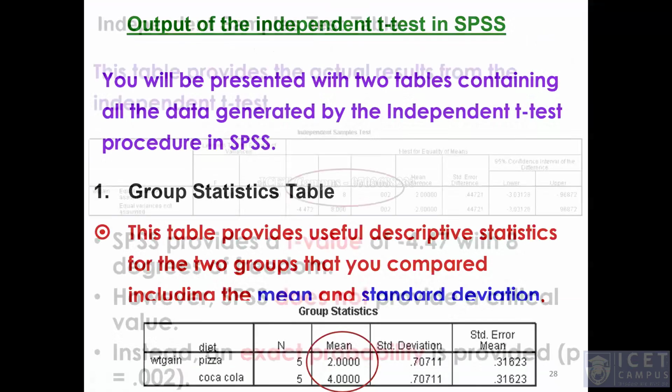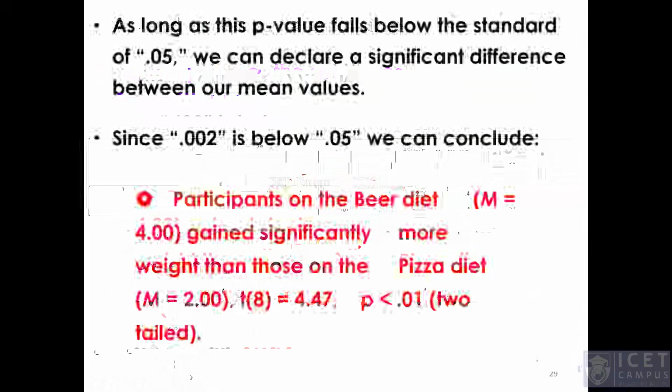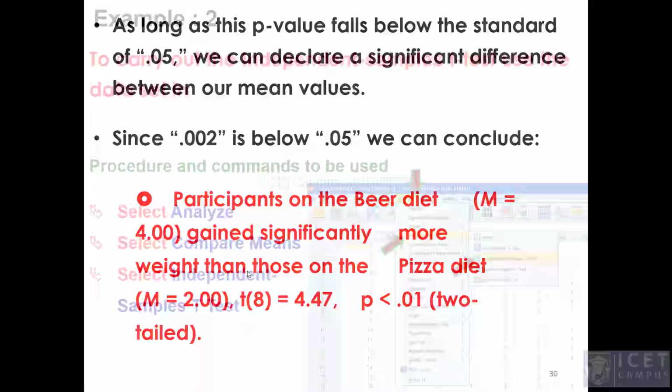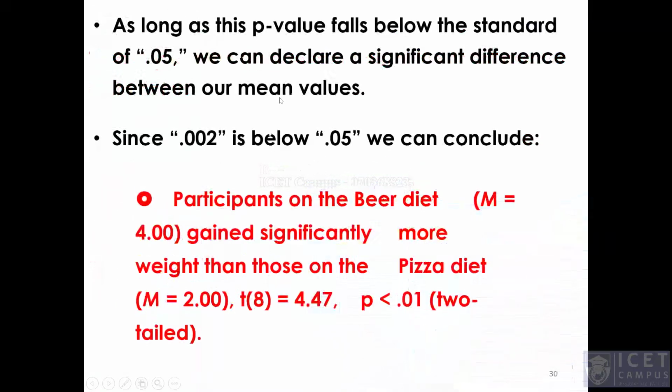It is mentioned step by step here. The t value, we can take this value. Then the p value, the probability value, the exact probability is 0.002. This is below 0.05. Therefore, we can conclude that participants of the beer diet gain significantly more weight than the pizza diet because there is a difference. Any questions so far?